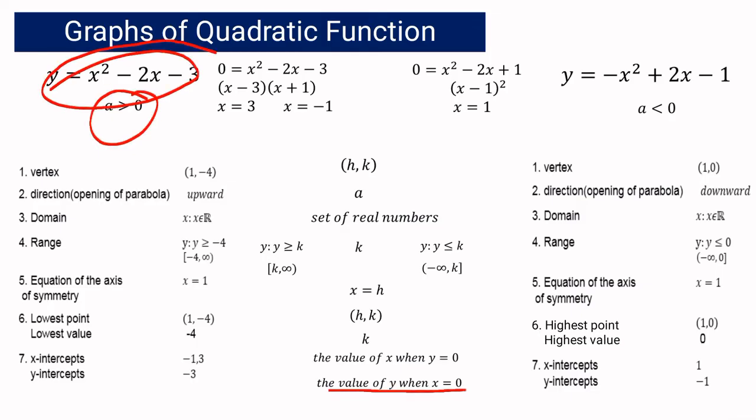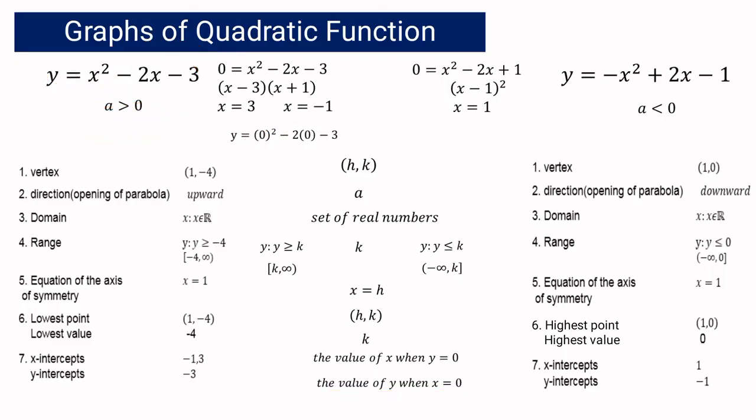Looking at this one, if x is equal to 0, our y is negative 3, which is actually the value of c. In y equals ax squared plus bx plus c, if x is equal to 0, the remaining term will be the value of c. So whatever the value of c, that is our y-intercept. Just like in here, what is our c? That is negative 1. So our y-intercept is negative 1.